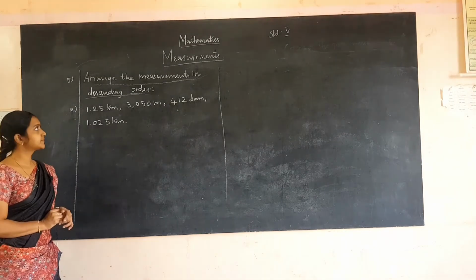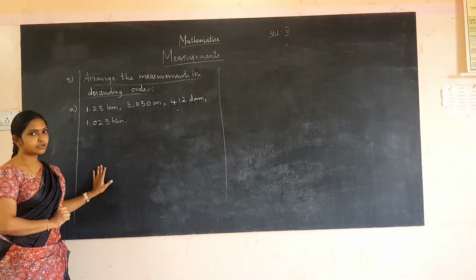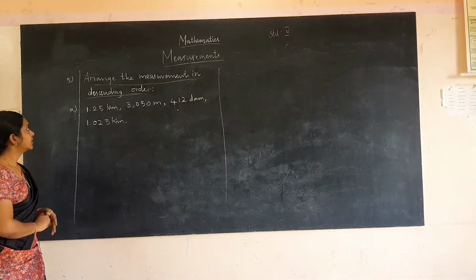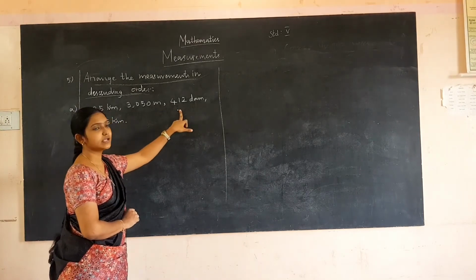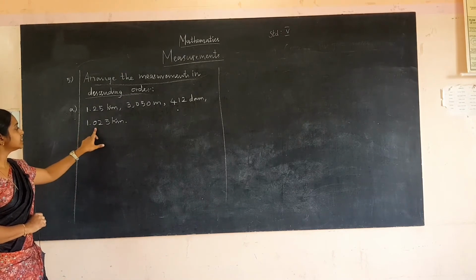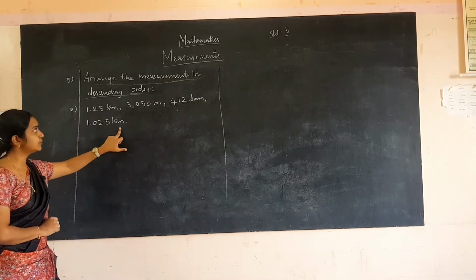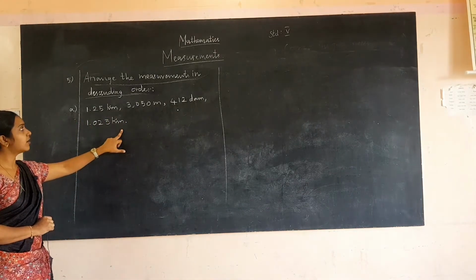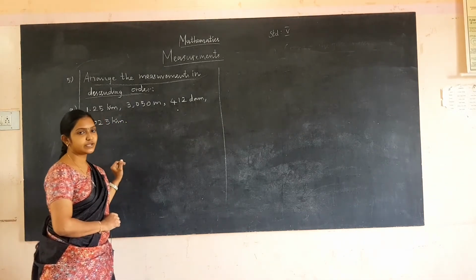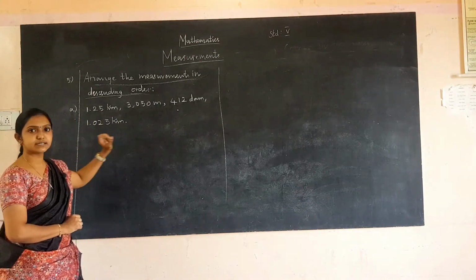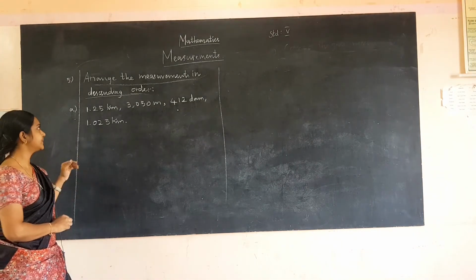The next question is arrange the measurements in descending order. Descending order means from larger to smaller. 1.25 kilometer, 3050 meter, 412 decameter and 1.025 kilometer. Kilometer, meter, decameter and kilometer. I am going to convert all the measurements to meter. Meter is the smallest unit given here, so I am going to convert all the others to meter.